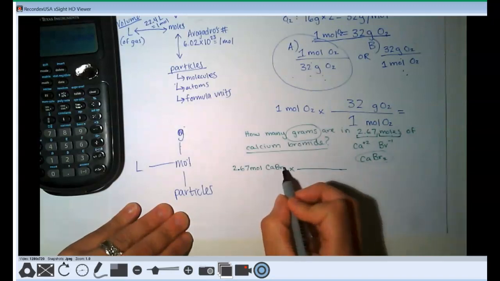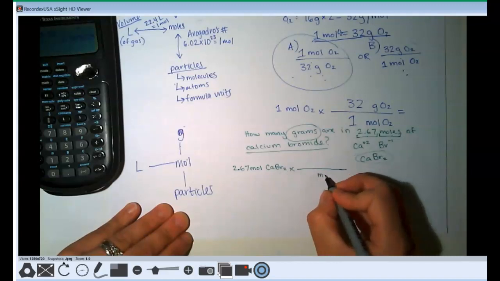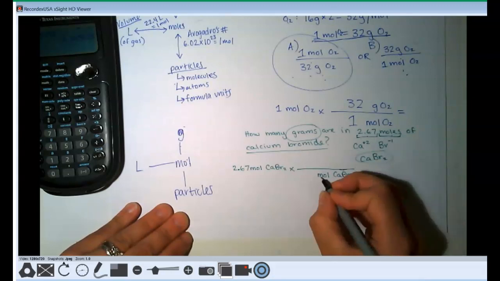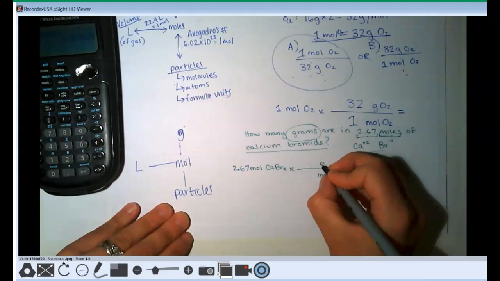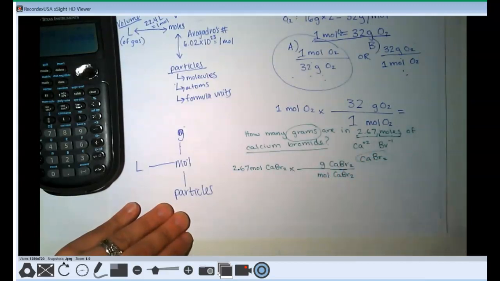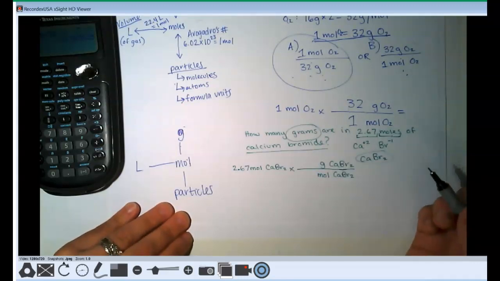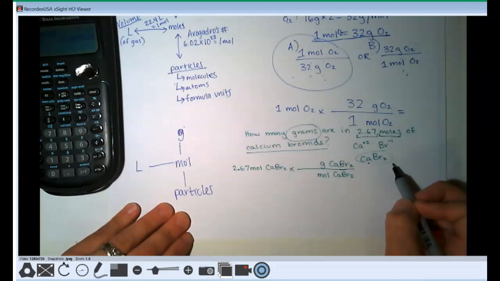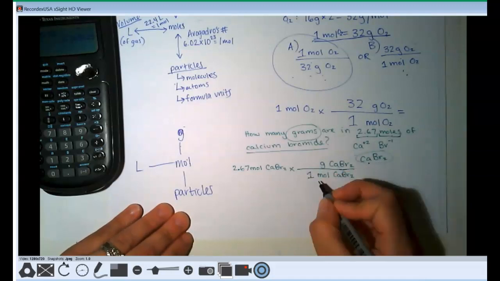Our unit that's going to go on bottom is the one we want to cancel out, so we're going to put moles of CaBr2 on bottom, our unit and our substance, and we want to convert to grams of the same thing. So grams of CaBr2 goes on top. So now to figure out the mass, the molar mass, we have to look at our periodic table and add up the masses of one calcium atom plus 2 bromine atoms. And we know that once we do that, we'll have the mass of 1 mole of calcium bromide.